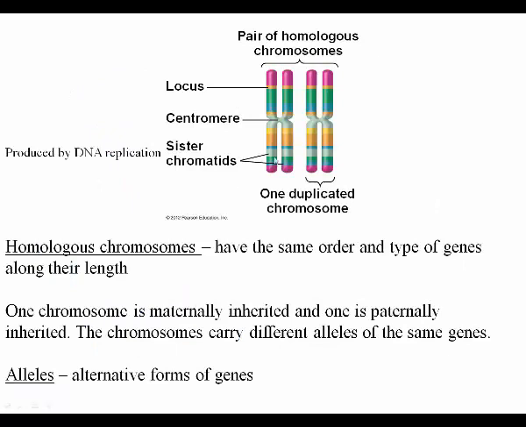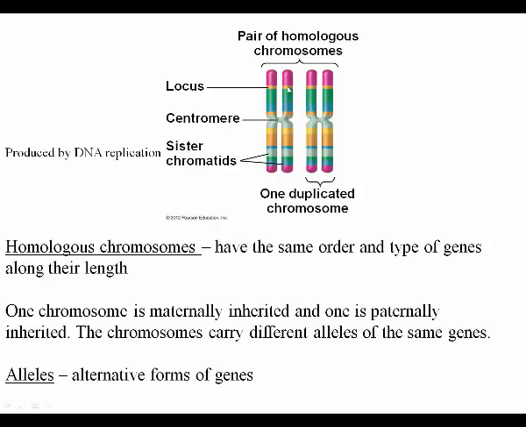Homologous chromosomes have the same order and type of genes along their length. These sister chromatids are produced by DNA replication or duplication of the 2 homologous chromosomes within the pair. One of these chromosomes is maternally inherited, one of these is paternally inherited. And the difference between these 2 is that they carry different alleles of the same genes. Alleles are alternative forms of genes.